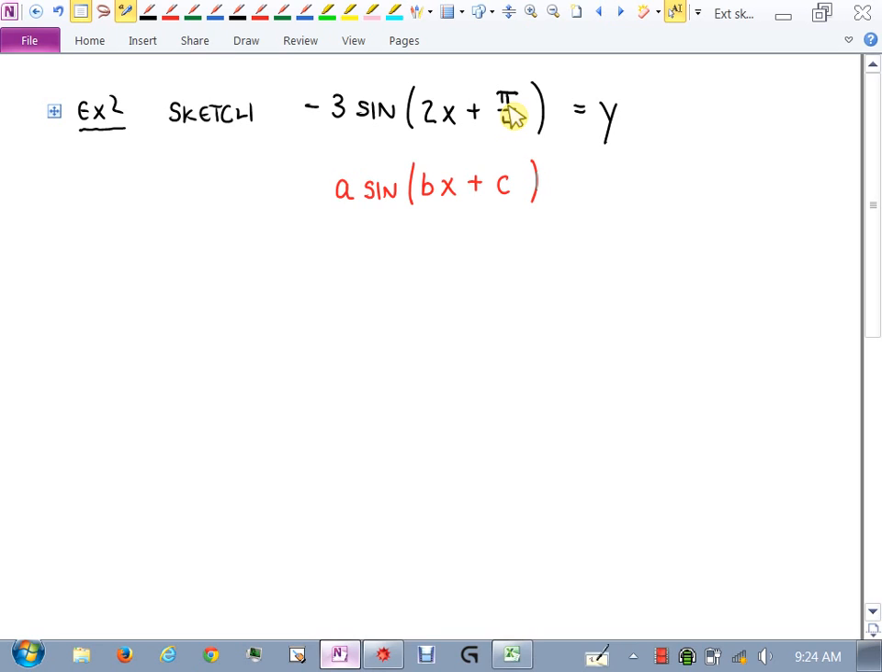Now, I will identify in the first part the amplitude. What's our amplitude? -3. So remember, though, amplitude is always the absolute value of that number. So the amplitude would be 3. The amplitude just tells us like how high one of those arcs of our sine function are.